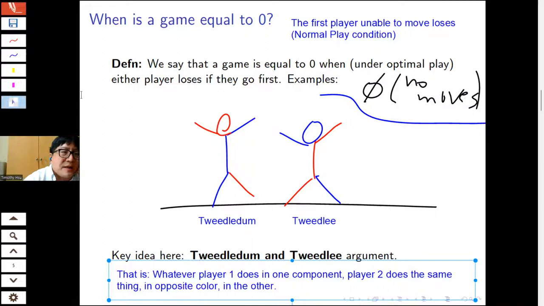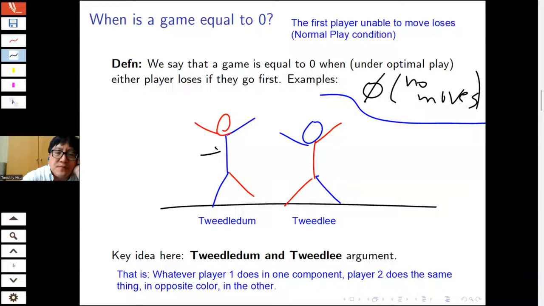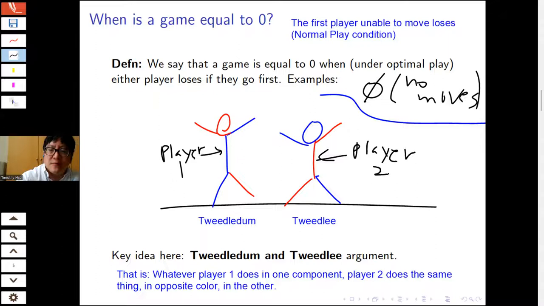So for example, I'll just do one response here. If player one takes, say, that middle edge and therefore truncates the Tweedledum from the waist up, then player two will respond in the same color in Tweedledee. And then by induction you have a second player loss, because this really is induction, I think.